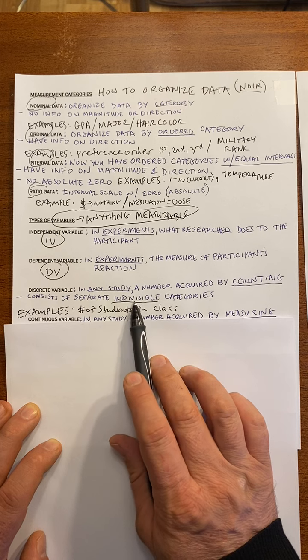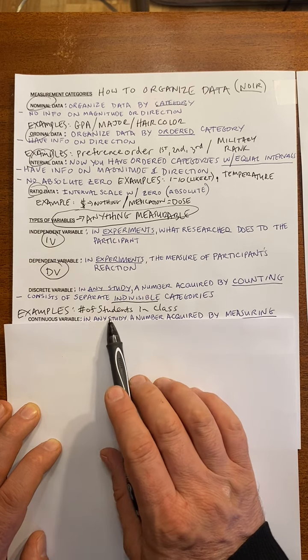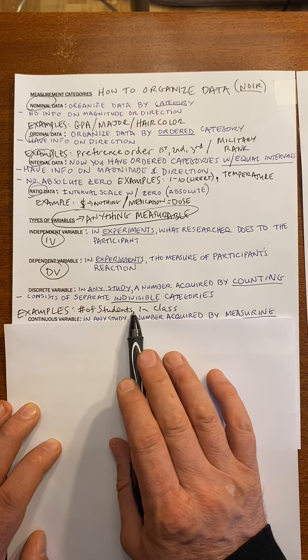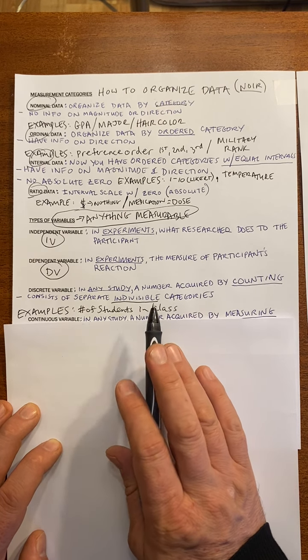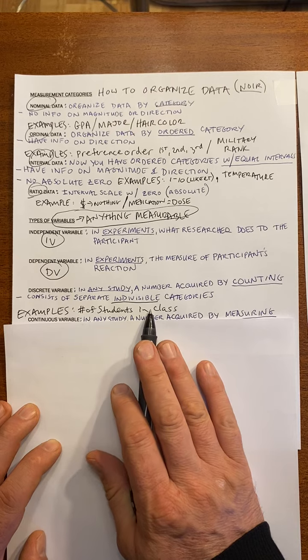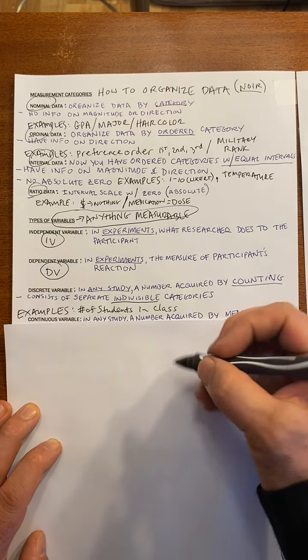Notice what we were saying about the indivisible part is that when you go to count students, you can't have a half of a student or 3/4 of a student. You either have a student or no student. And that's what we mean by this indivisible quality.